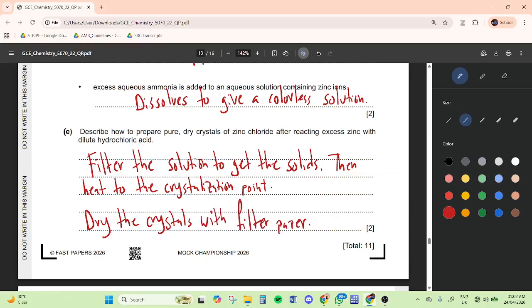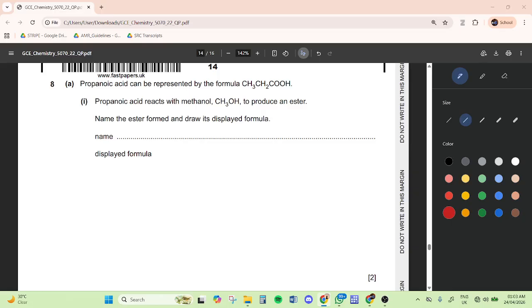All right, we're almost done with the paper. So here we are at question number 8. Question number 8 is asking, propanoic acid reacts with methanol to produce an ester. Name the ester formed and draw its displayed formula. Whenever you're naming an ester, it's always going to be the alcohol first, and then the carboxylic acid. So this will be methyl propanoate.